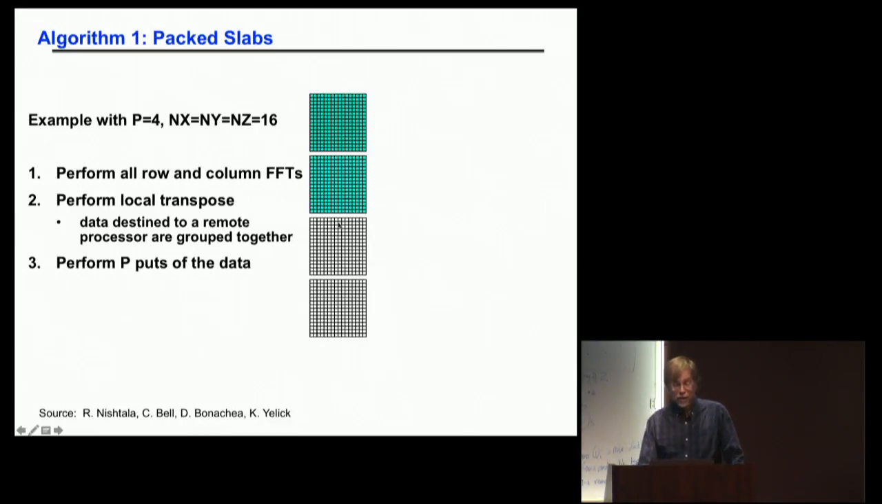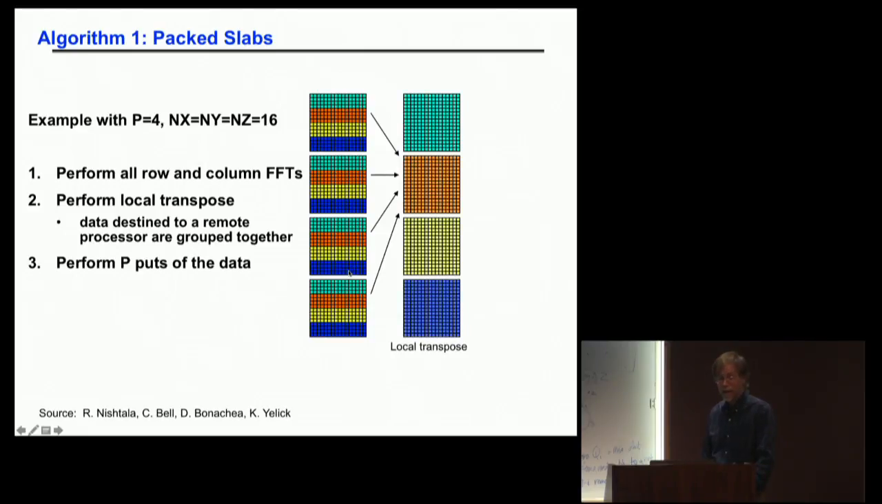So I'll start by doing all of those FFTs. This is the slabs. Then I will identify who has to move to whom. So all of these rows get sent to the orange, those and those. And then I pack them all together, and I send them in one message. One message contains all the orange pencils, another message contains all the yellow pencils, and another message contains all the blue pencils.